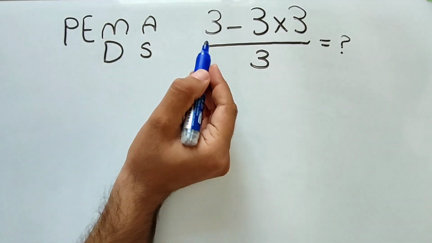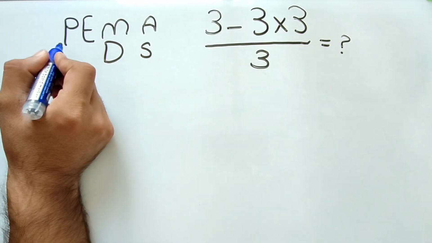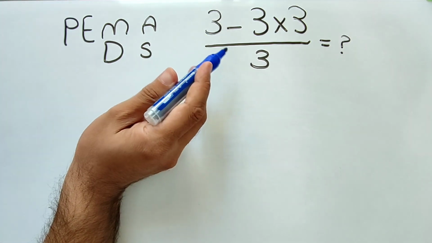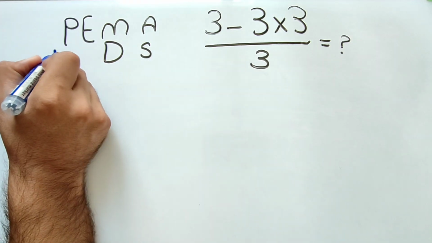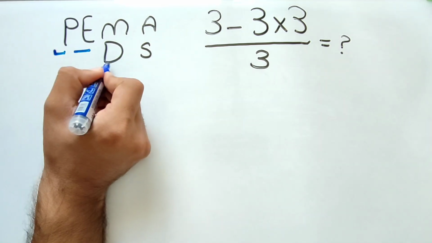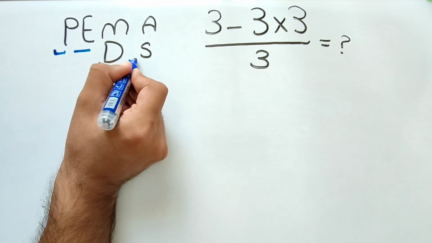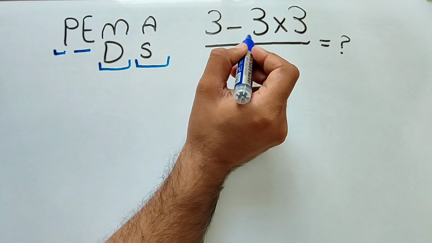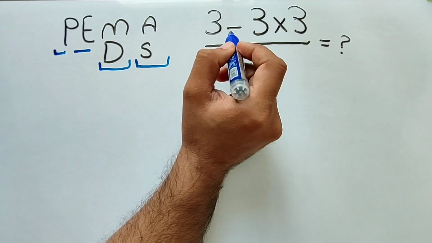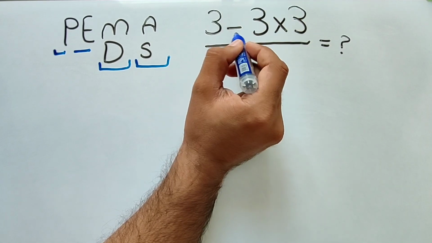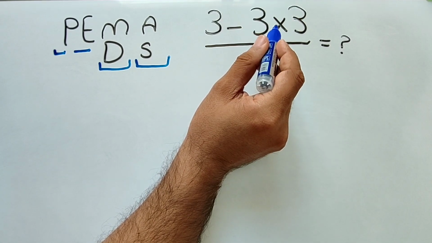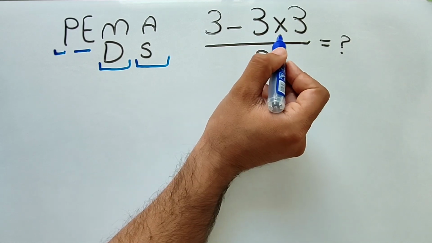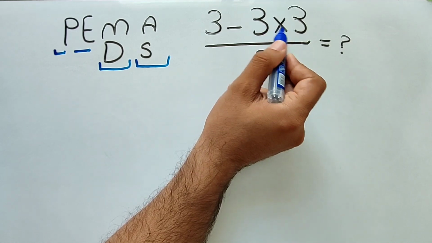According to the rules of mathematics, PEMDAS, we have to solve this math expression in this way. First parentheses, then exponent, then multiplication and division, and then addition and subtraction. In the numerator, we have one subtraction and one multiplication. So we have to solve this multiplication first.